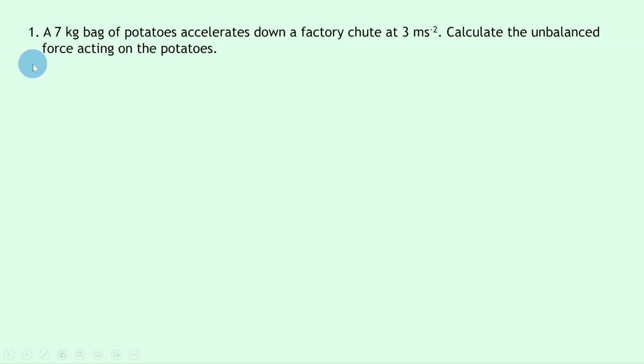So let's get started. Question 1 says a 7 kilogram bag of potatoes accelerates down a factory chute at 3 meters per second squared. Calculate the unbalanced force acting on the potatoes. Well, writing down what we know from the question, we're trying to find the unbalanced force F. We know the mass m is 7 kilograms and the acceleration a is 3 meters per second squared. So writing down our equation for Newton's second law, we have F equals ma. Substituting in the numbers gives us 7 times 3, and putting that into your calculator or just doing it in your head gives an answer of 21 newtons.